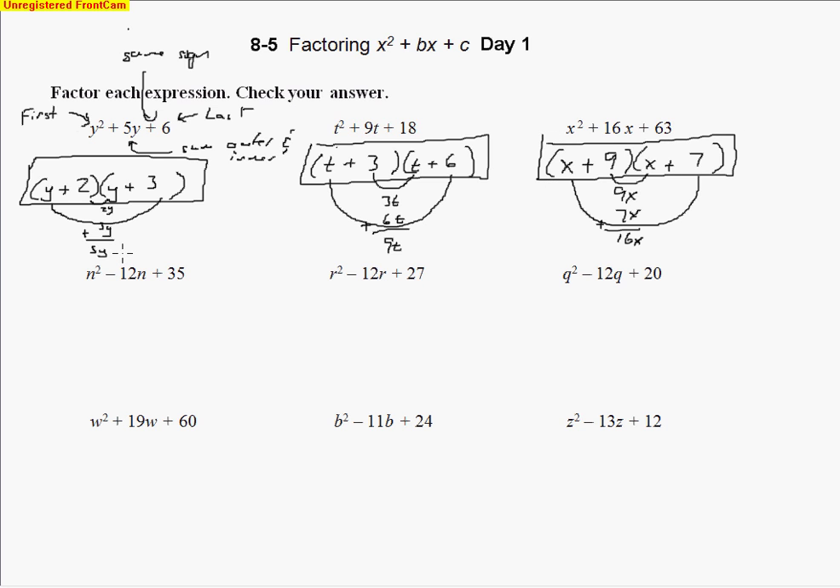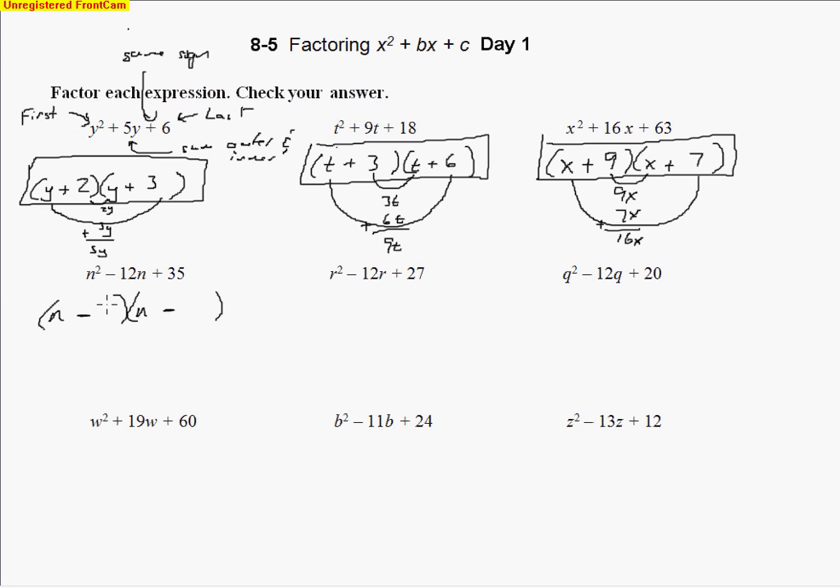Well, the difference between these problems and the ones we just saw is that we now have a minus sign in front of the middle term. We have the plus sign in front of the last term, which means we have the same sign. You see, two numbers that multiply to make a positive have to be the same sign. We know they're both negative because they add to make a negative.